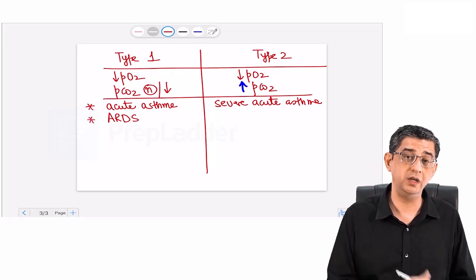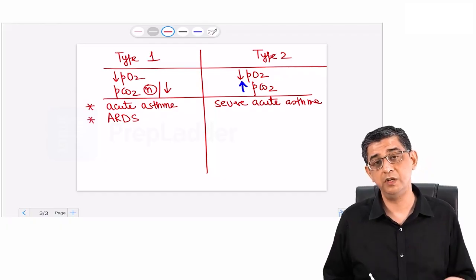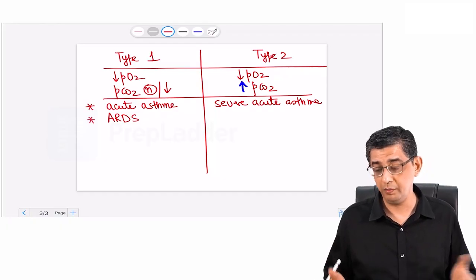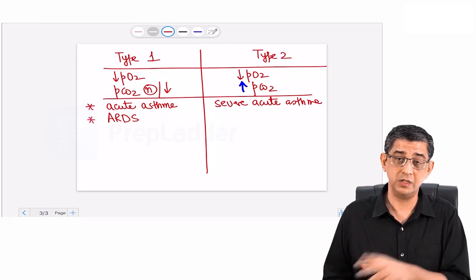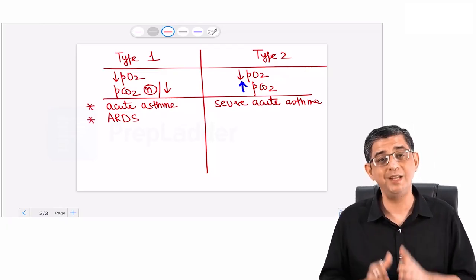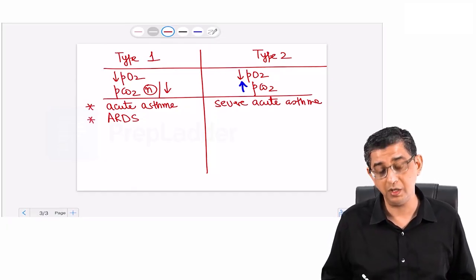But suppose there's no ventilator available, then the muscles of respiration will get fatigued. And once the muscles undergo fatigue, they're not going to be performing. Then carbon dioxide values will rise. So in ARDS, in the later stages of the illness, there can be type 2. But what is the presentation of the disease? Presentation is hyperventilation, that is type 1 respiratory failure.